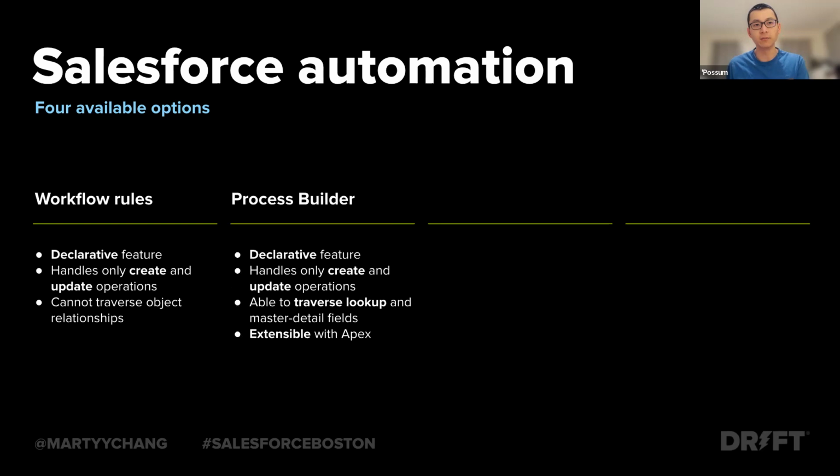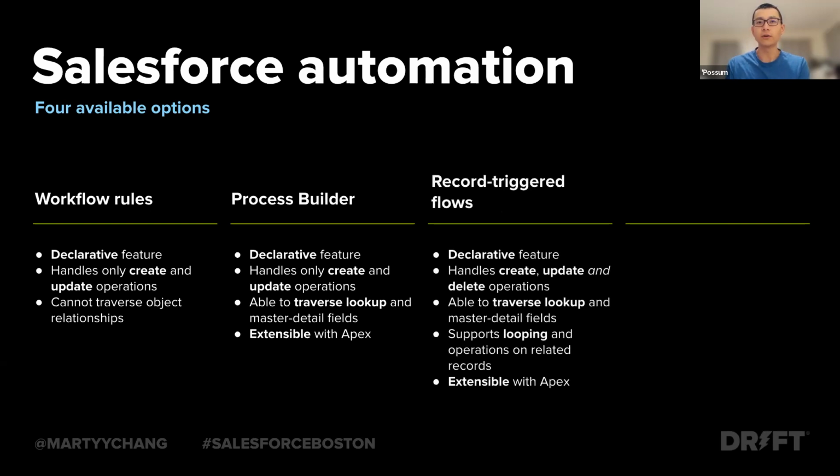Process Builder gave us another declarative feature, which similarly only handles create and update operations. But the cool thing about Process Builder is it gives more flexibility in traversing lookup and master detail fields. And the coolest part of this is that for things you can't do in Process Builder, you have the option to extend with Apex.